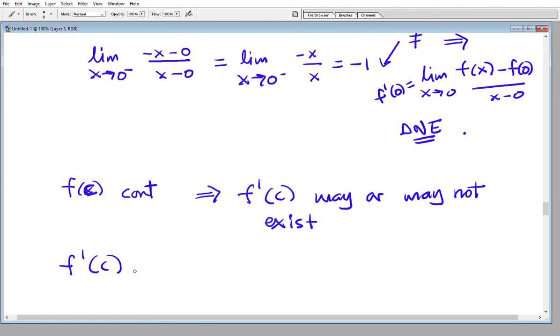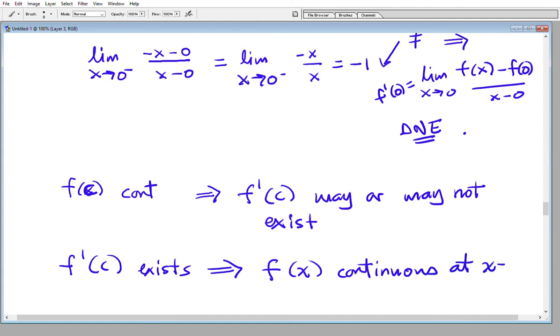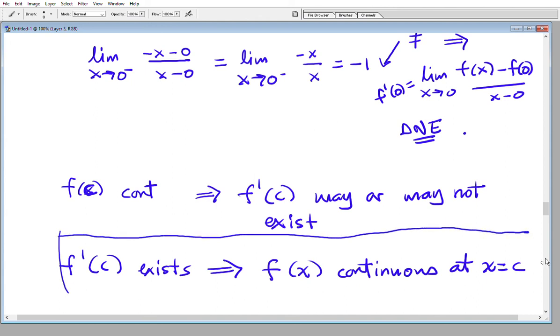But we will show that f prime of c exists. If the derivative exists, then f of x is continuous at c. So derivative, one way, derivative implies continuity. But the other way doesn't work. This way doesn't work. So I'm going to just box the one that does work. Derivative implies continuous.